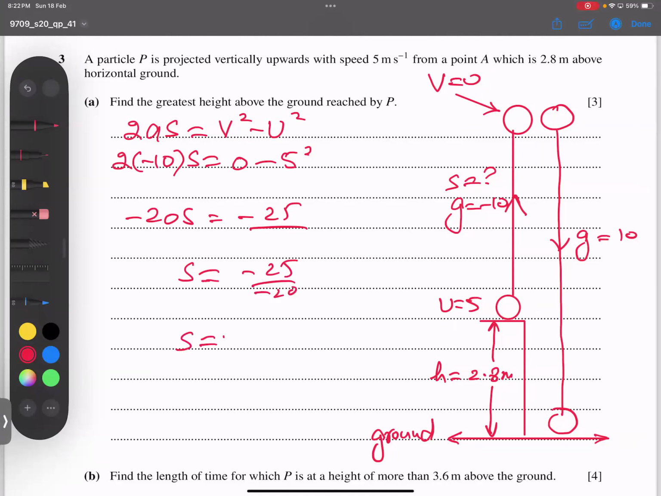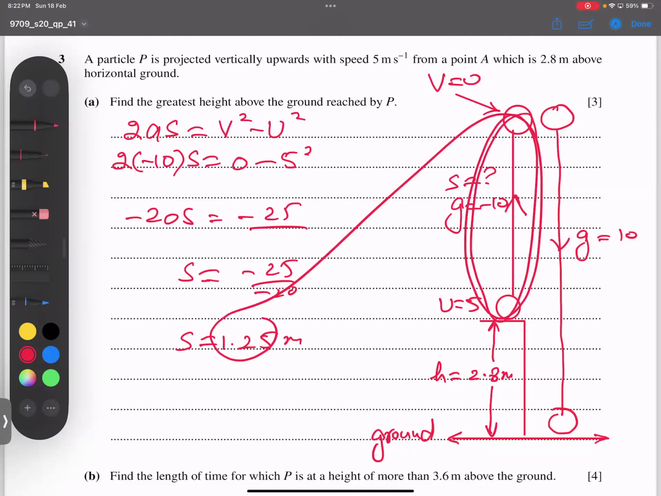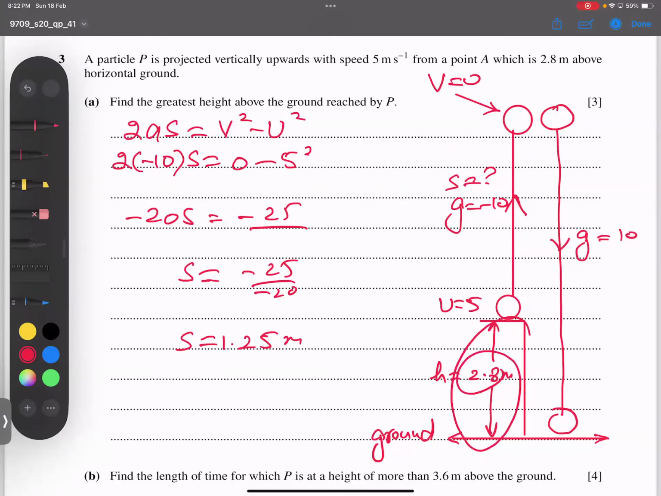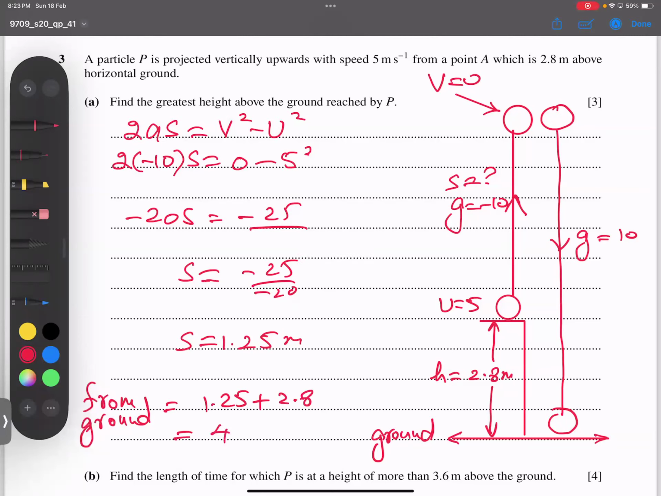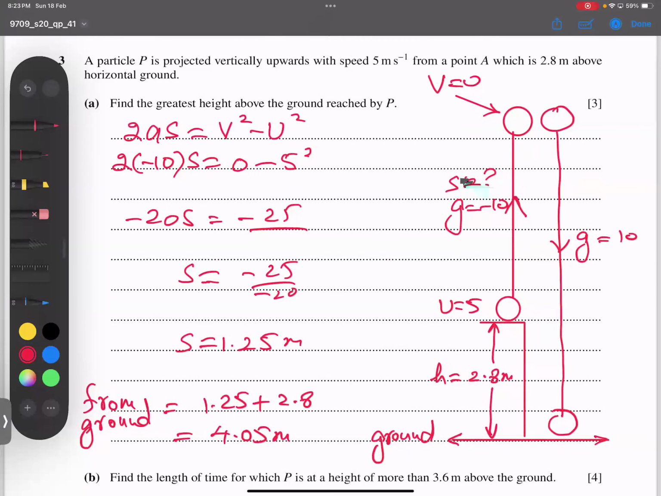So I get the answer 1.25 meters. But the question says no, give me the height from the ground. So I must add 2.8. The total height becomes 1.25 plus 2.8, which gives 4.05 meters. I believe this point is very clear, so the first part is totally finished.